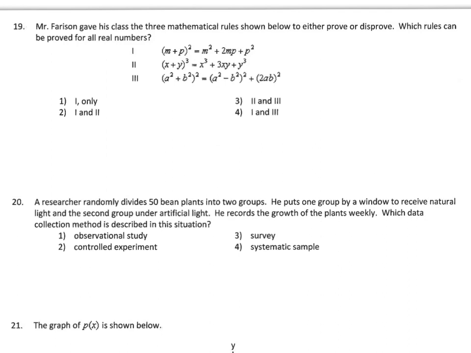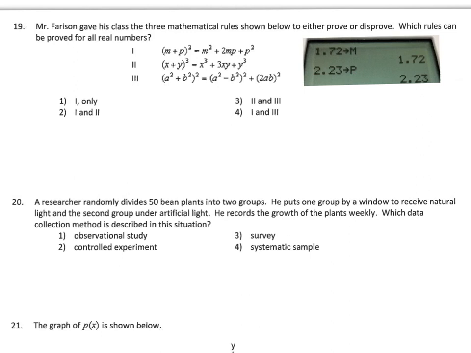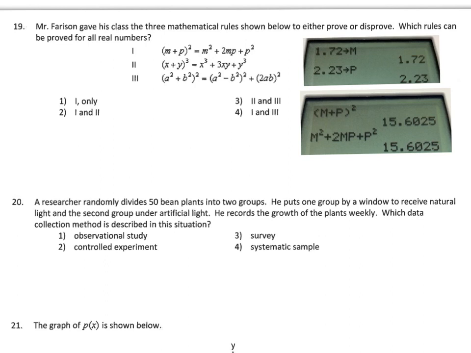Okay, so I'm going to store m and p as unique numbers. So there we go. Those are the ones I chose. You could choose whatever you want. And then I'm just going to plug the left-hand side of the equation in the calculator, and then the right-hand side into the calculator, and just see if they equal. Okay, so here we go. There's the left-hand side, there's the right-hand side, and look, they're equal. So we know that the first rule checks out. So I'm going to put a check mark next to that.